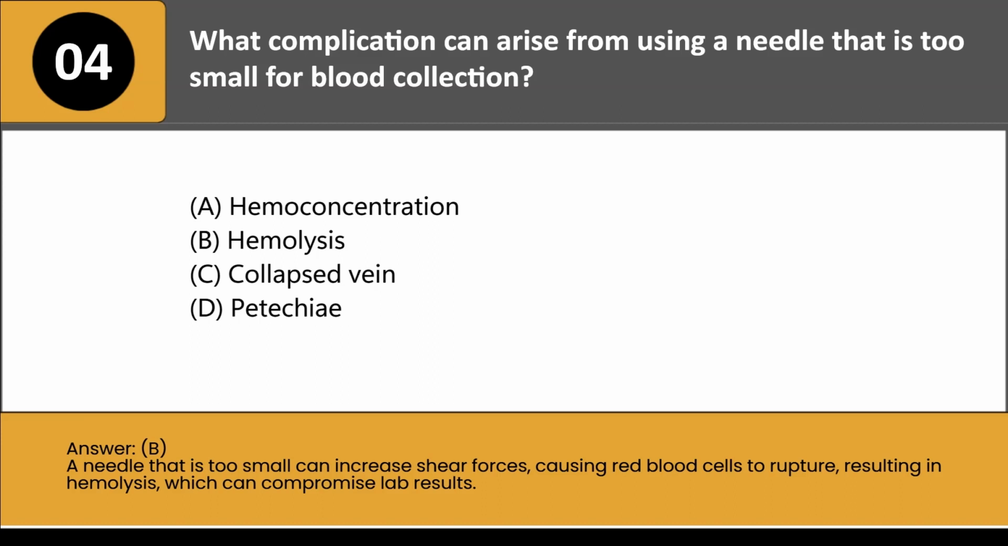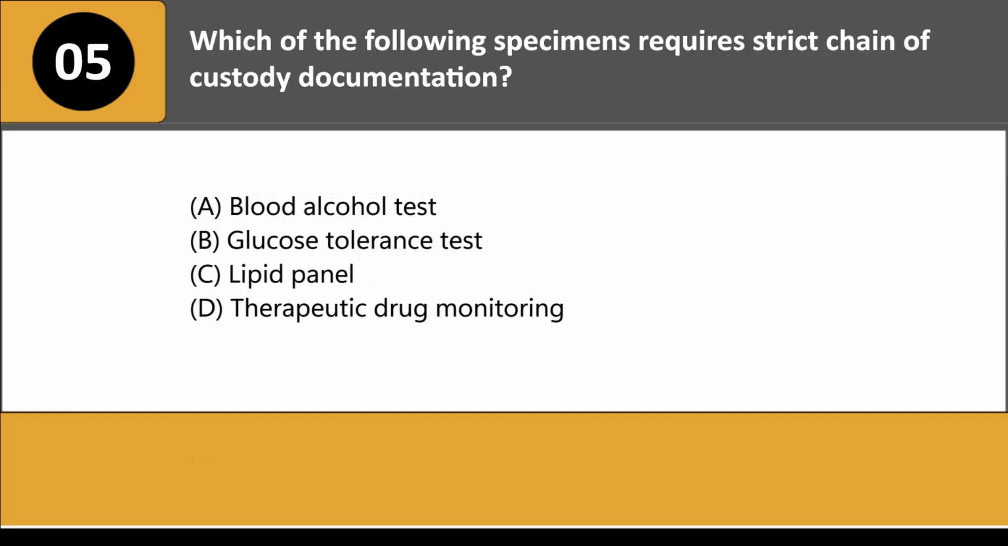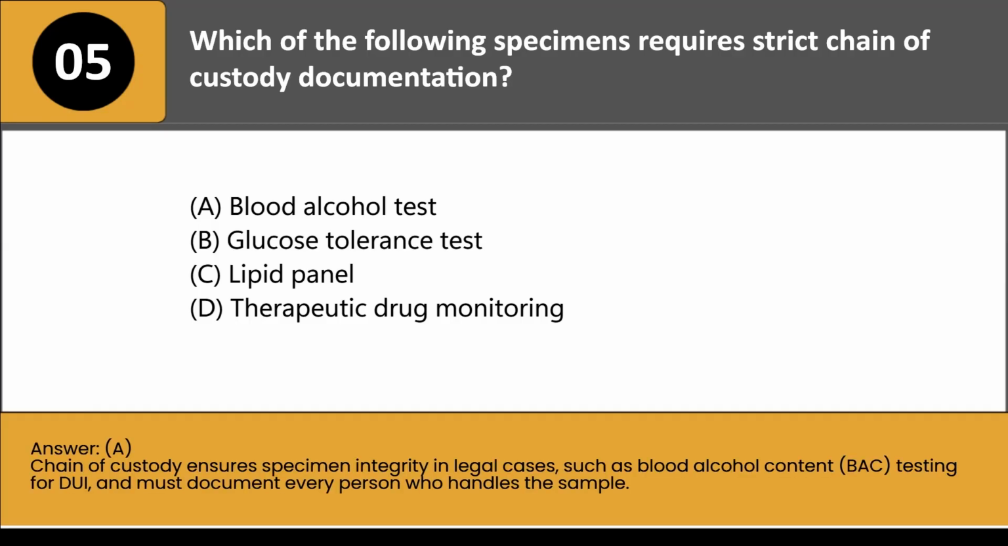Which of the following specimens requires strict chain of custody documentation? A. Blood alcohol test. B. Glucose tolerance test. C. Lipid panel. D. Therapeutic drug monitoring. Answer: A. Chain of custody ensures specimen integrity in legal cases, such as blood alcohol content, BAC, testing for DUI, and must document every person who handles the sample.